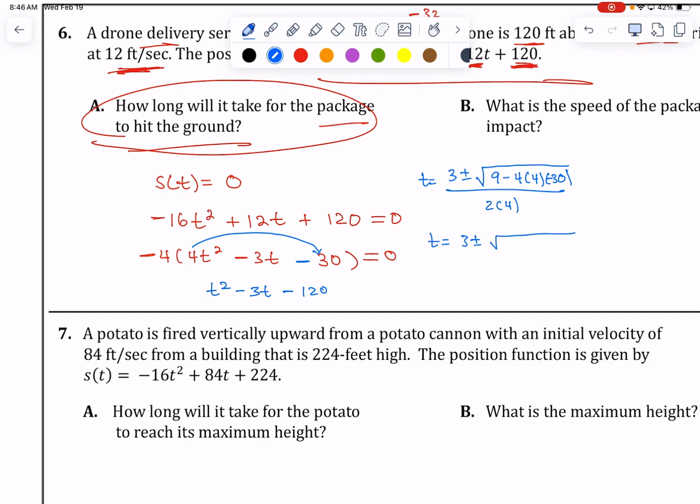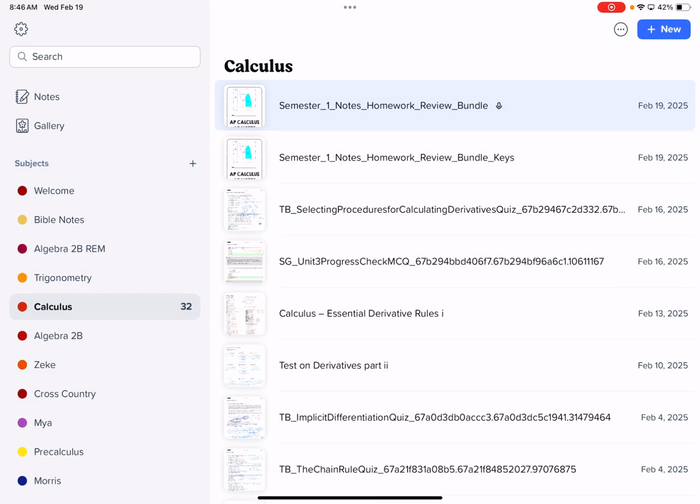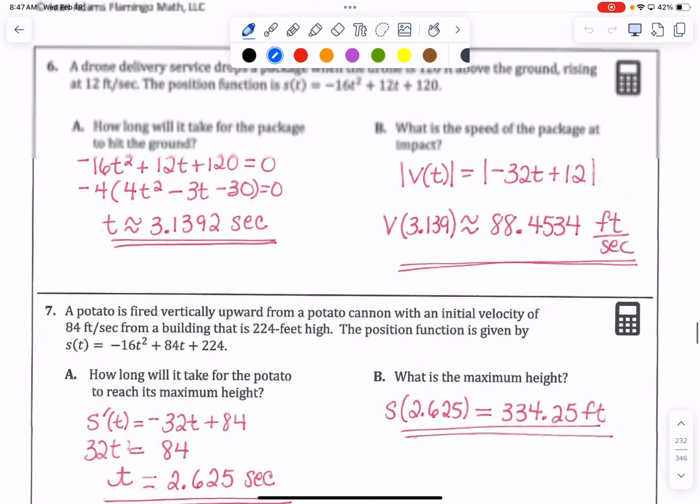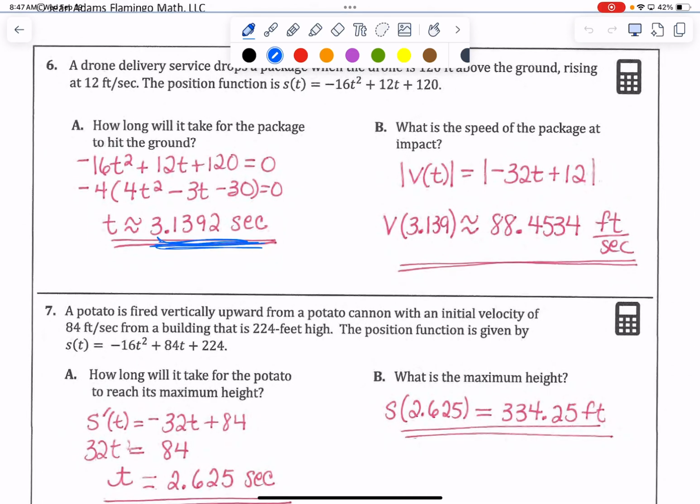So you're going to have 9. What's 16 times 30 with your calculator? 480. Yep. Over 8. So we're going to get 3 plus or minus the square root of 489 over 8. Let's look at the answer key because I don't want to do the math there. I think it reduces. Okay, so yeah, she got weird numbers.